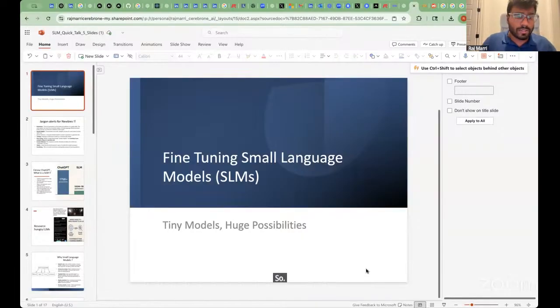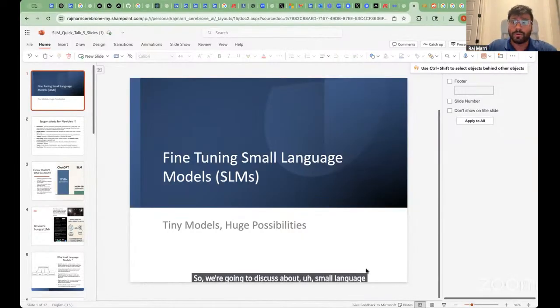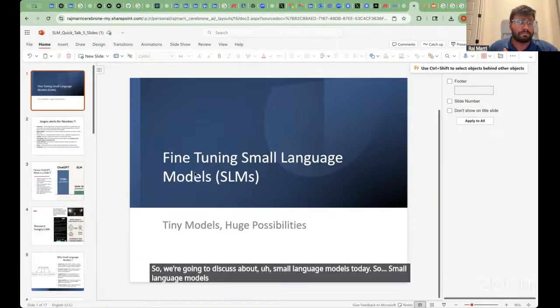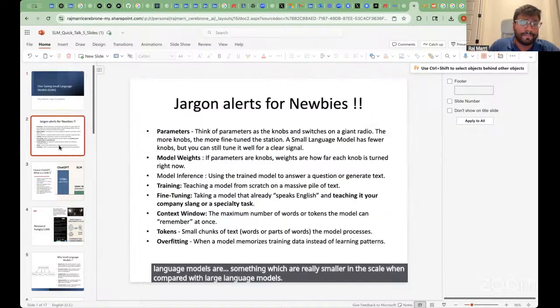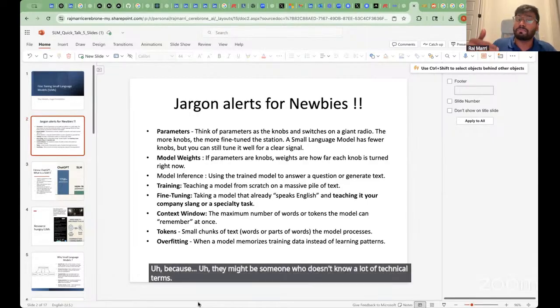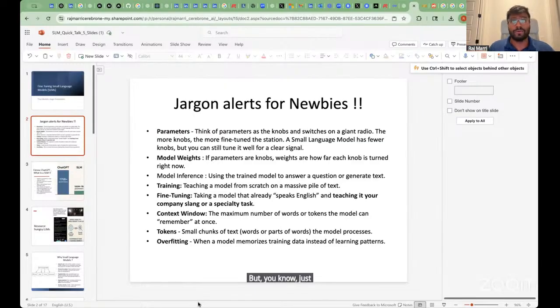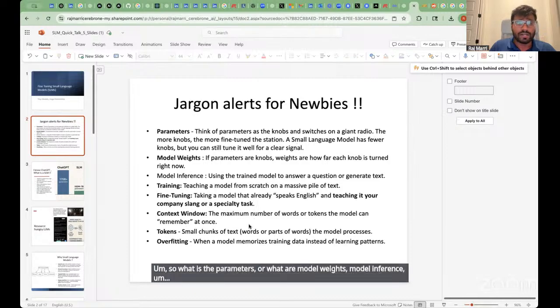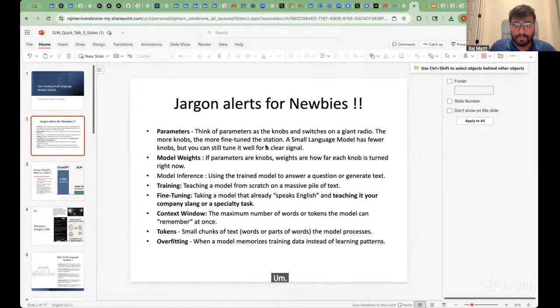So we're going to discuss small language models today. Small language models are really smaller in scale when compared with large language models. There are some jargons that we're going to use throughout this discussion, because there might be someone who doesn't know a lot of technical terms, so I added them here so that you are familiar with these terms. What are parameters, what are model weights, what is model inference? These are some of the vocabulary you should probably already know.